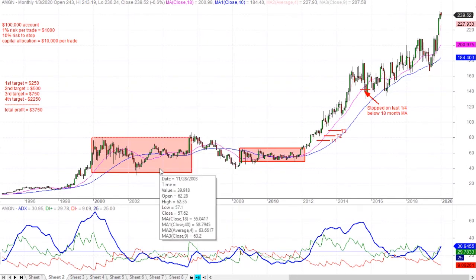I just think you're going to be better off if you're focusing, looking for names that have this type of action, which is much tighter. I think you're going to see more explosive moves.